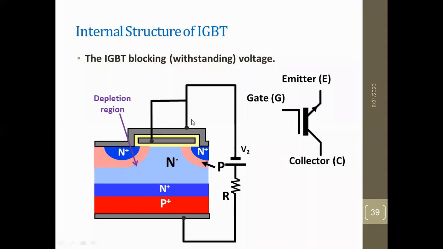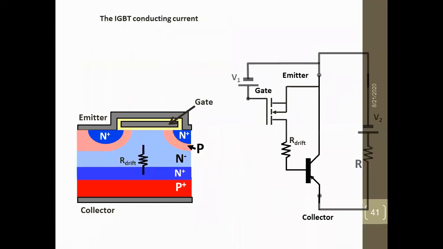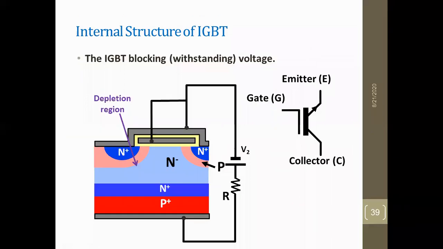Here, this is the collector. This is the collector, and this is the gate. And the next diagram I will show here. If you observe, this is the gate, and this is the collector and emitter.